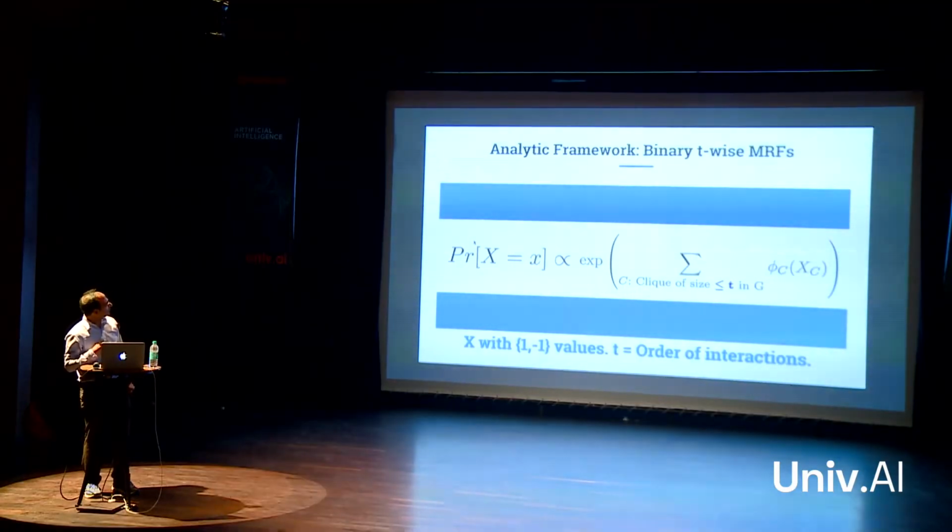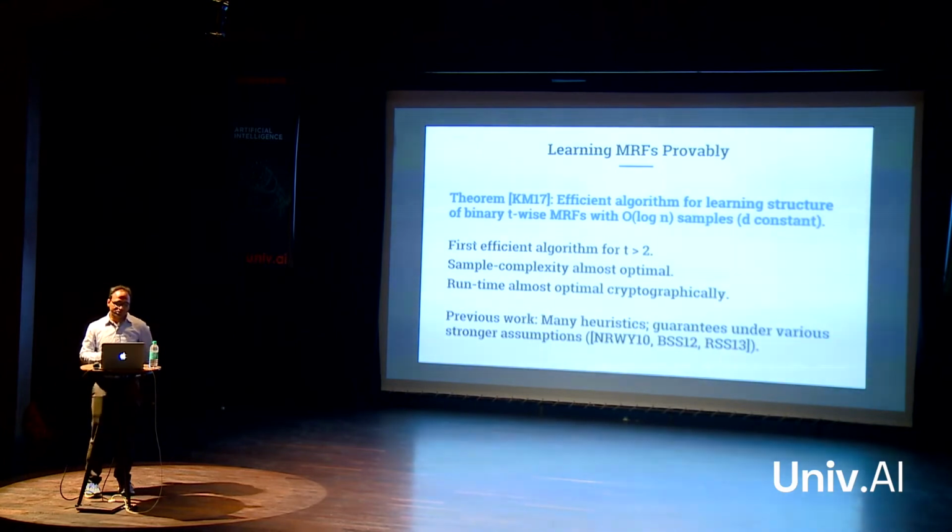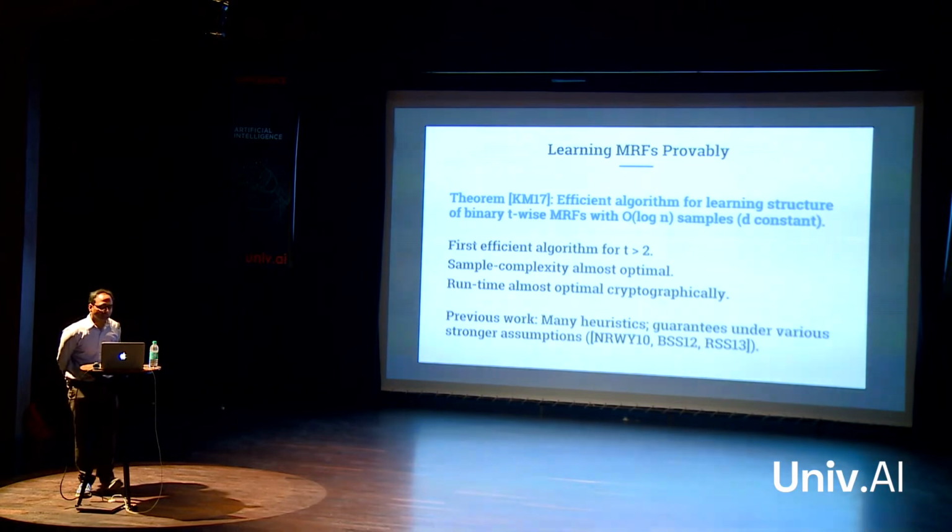And actually, even in the first talk, there was an expression which looked really like this, when Poole talked about the potential for the Boltzmann machine and so on. This has its origins in physics as well. So the exact form, as I said, is not important. But what we'll talk about today is an algorithm. This is joint work with Adam Klivans from UT Austin back in 2017, where we gave an efficient algorithm which learns the structure of binary t-wise Markov random fields with only a logarithmic number of samples.